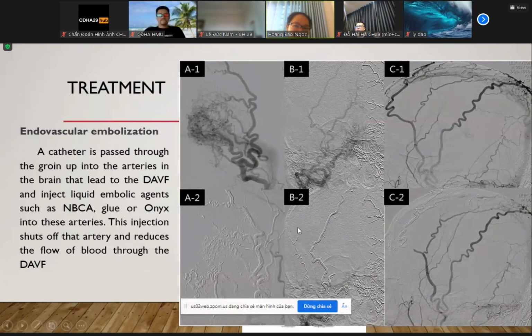This is the imaging of an Onyx embolization procedure. The first 2 pictures are pre-op and the rest are post-op. We can see here a catheter going through the ophthalmic artery, and then the superficial temporal arteries on the right, and the superior temporal arteries on the left. And this is the post-op imaging. We can see there is no dural fistula.